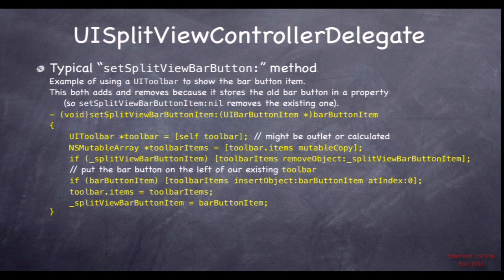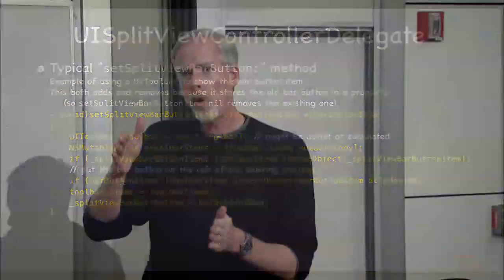But here's an example where the detail side is the guy who has to put the button up. The button is always on the detail side, right? You agree with that statement? Because when you rotate to portrait, it's the only one visible sometimes. So it has to be the one that puts the little button in its toolbar. Here's an example of a method in a detail view controller that would set this bar button. You can imagine this method would be called with the bar button from one of the delegate methods and with nil from the other one to clear it out.